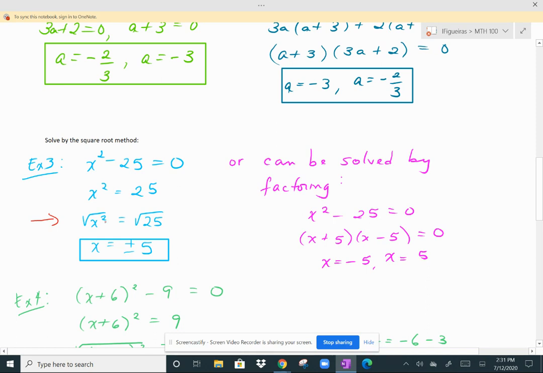Now the square root of x squared is x, but the square root of 25, well, that's either plus or minus 5, either positive 5 or negative 5. And that's because 5 times 5 is 25, but so is negative 5 times negative 5. So when you use the square root method to solve an equation, you have to remember to put this plus or minus in front of your answer. That means plus or minus 5, positive or negative 5.